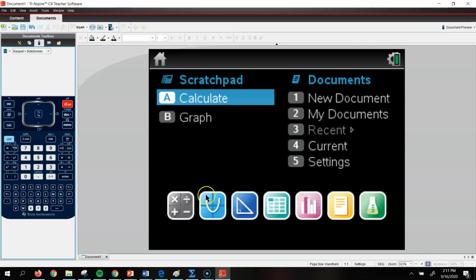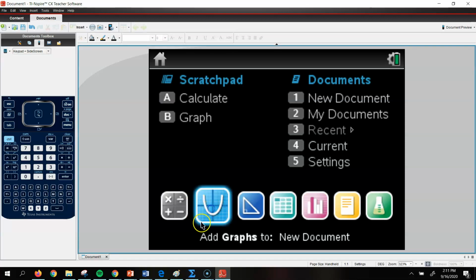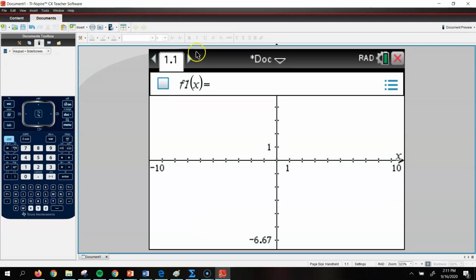Or if you go down here and use the graph icon along the bottom, it'll always bring up a brand new graph, and we can always go back to any previous graph by clicking on the tabs up here. All right, so we want to graph that equation. So again, the equation was 3, and then use your parentheses, x minus 5.